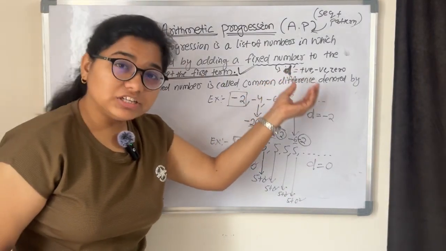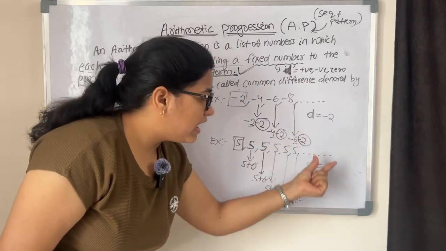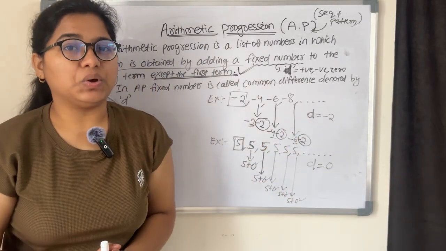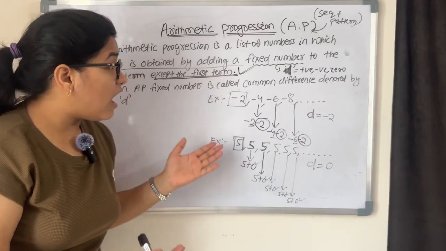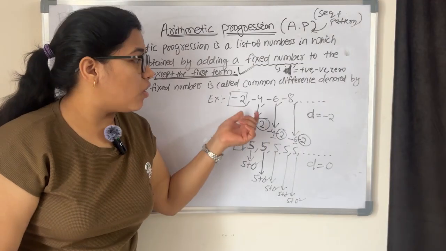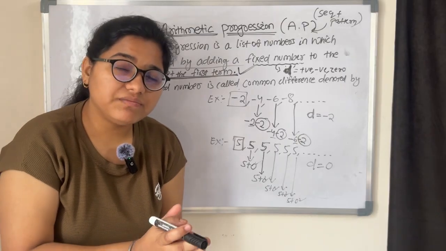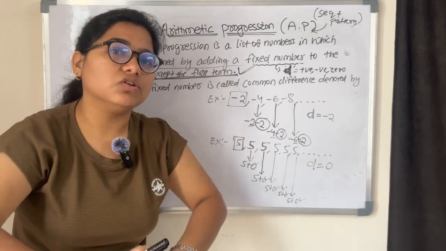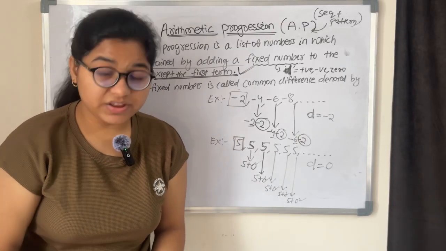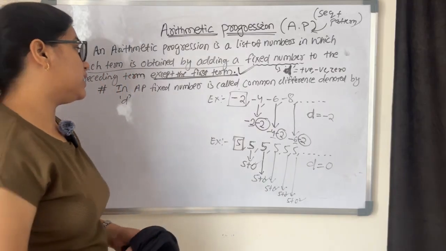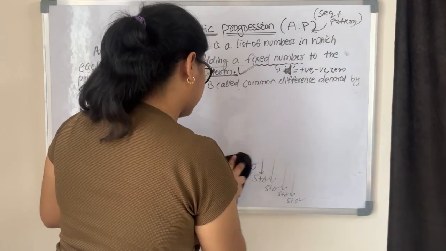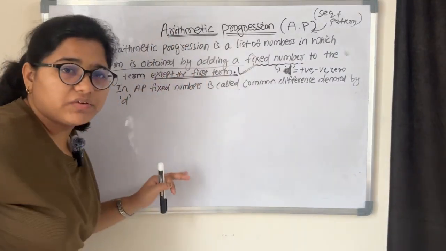So D can be positive, D can be negative and D can be 0 also. So this is how we need to check. If the common difference is the same, then the sequence is in AP. If it is not the same, it is not in AP. Are you there? Are you there guys? So in this case, you can write one clue also.